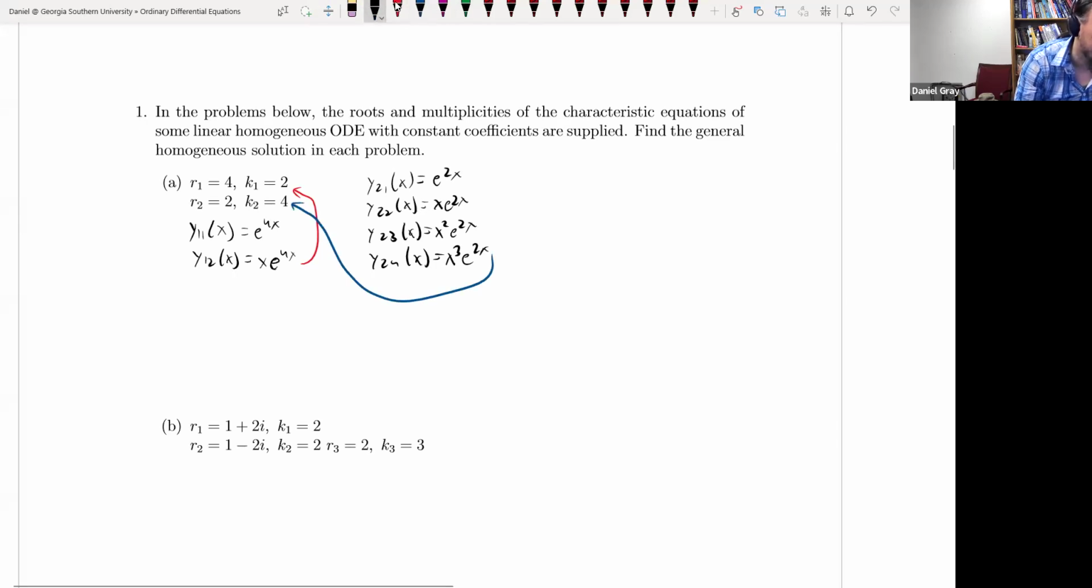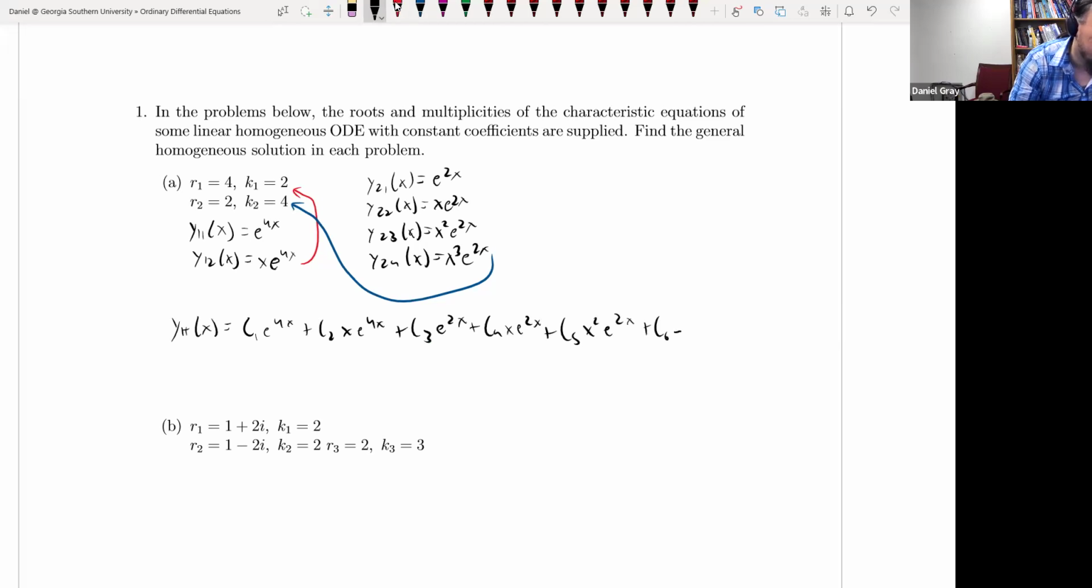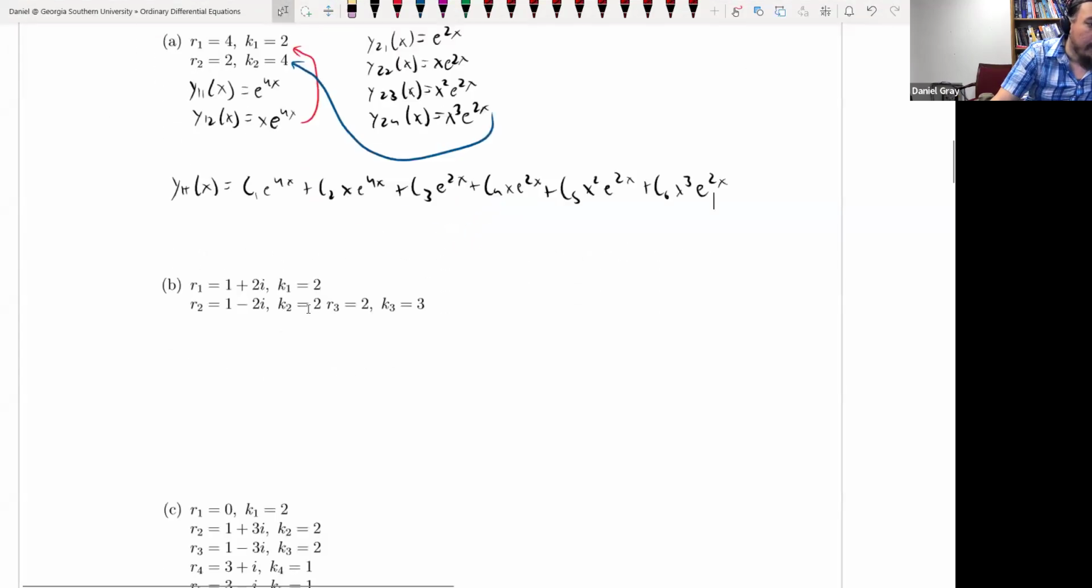So now we're ready to write out our general homogeneous solution, which will just be a linear combination of all these. I'll write it as C1 e to the 4x plus C2 x e to the 4x plus C3 e to the 2x plus C4 x e to the 2x plus C5 x squared e to the 2x plus C6 x cubed e to the 2x. And there's our final answer. Now we'll go on to the next one.